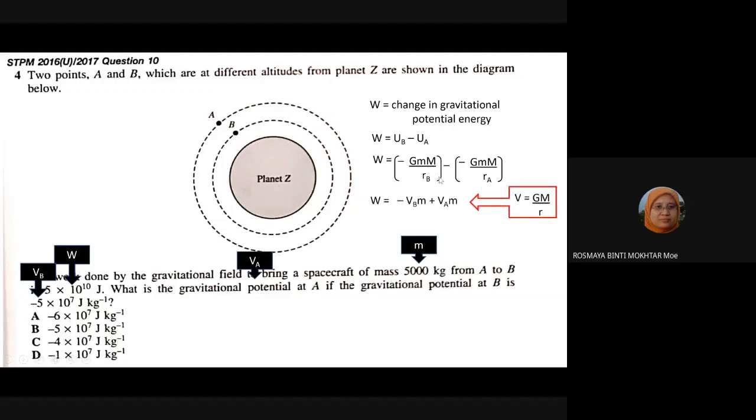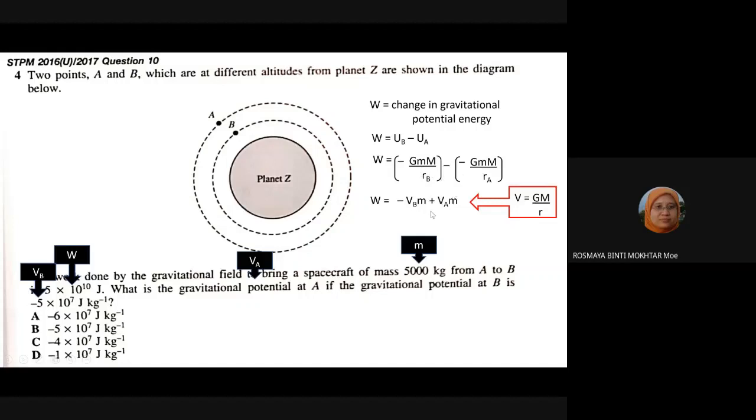Now we are going to relate with V. So V is negative GM per R. That means negative GM per RB is VB times the small letter m here. So it becomes negative VBm. And at position A, it will be negative VAm. So we substitute V equals negative GM per R into both of the equations of UB and UA.